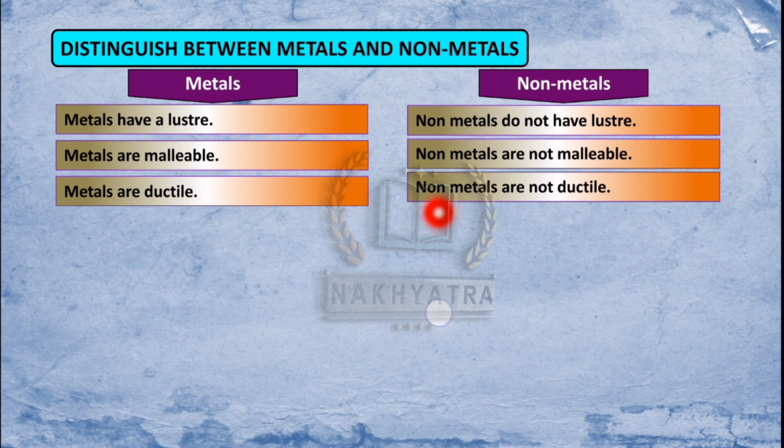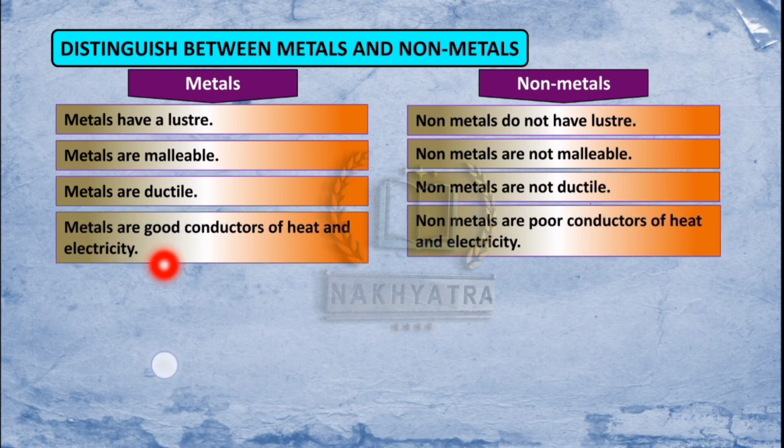Metals are ductile, non-metals are not ductile. Metals have the property of ductility, whereas non-metals do not. Metals can be drawn into thin wires, whereas non-metals, since they do not have ductility, cannot be changed into thin wires. Metals are good conductors of heat and electricity, whereas non-metals are poor conductors of both heat and electricity.